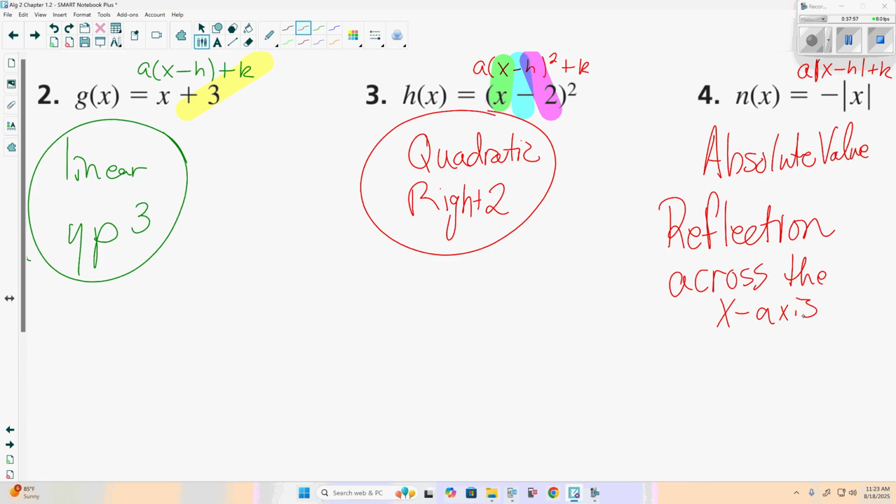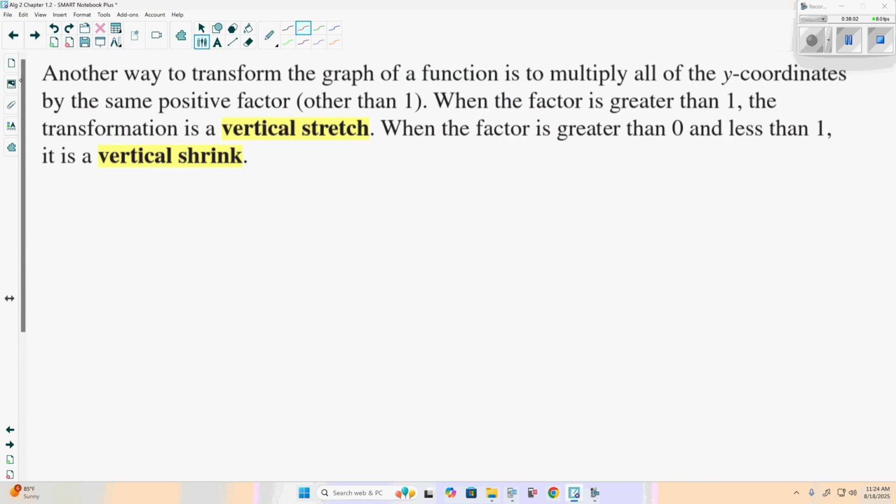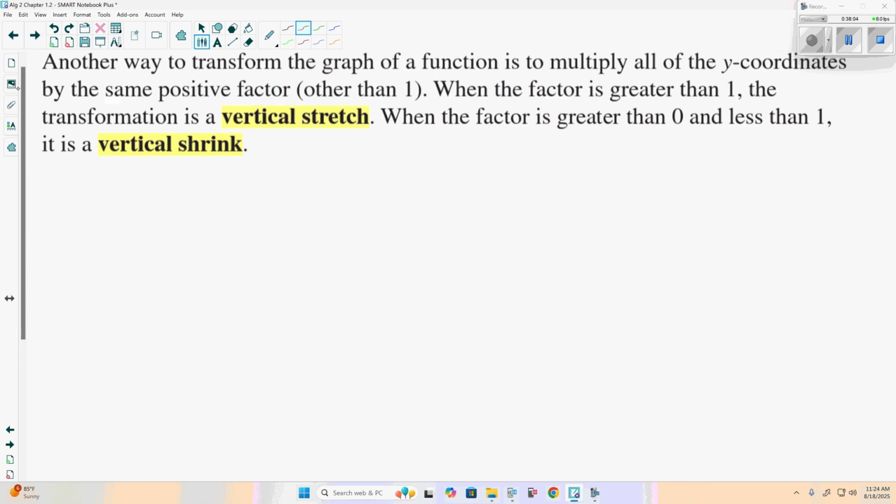Questions on any of this so far? The last type of transformation, we're just going to talk about this. We're not going to hit a problem with this yet.